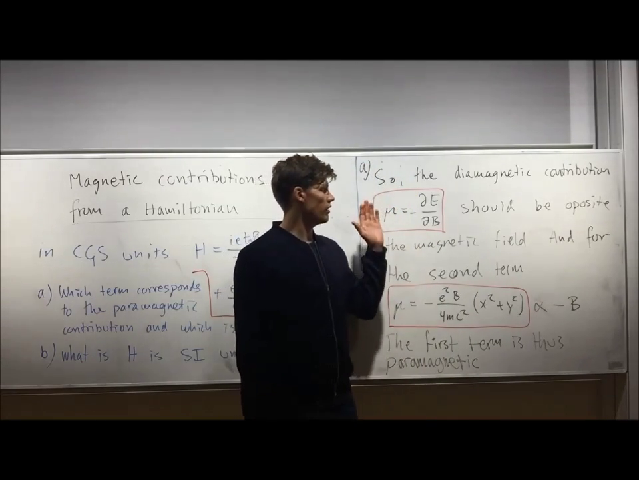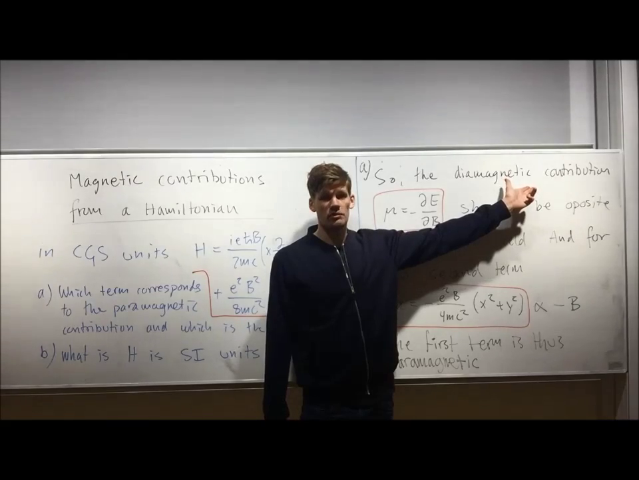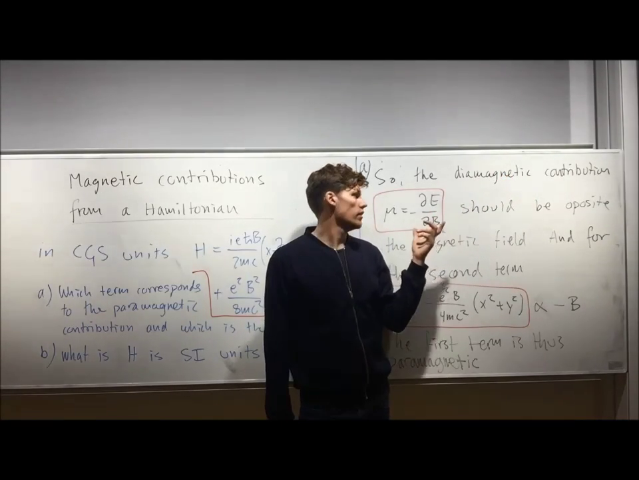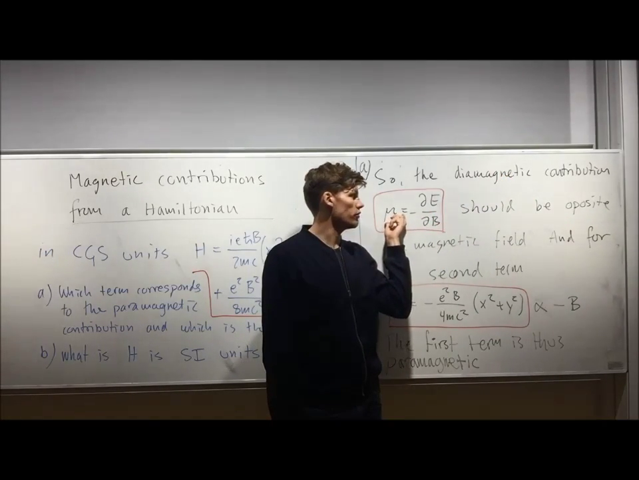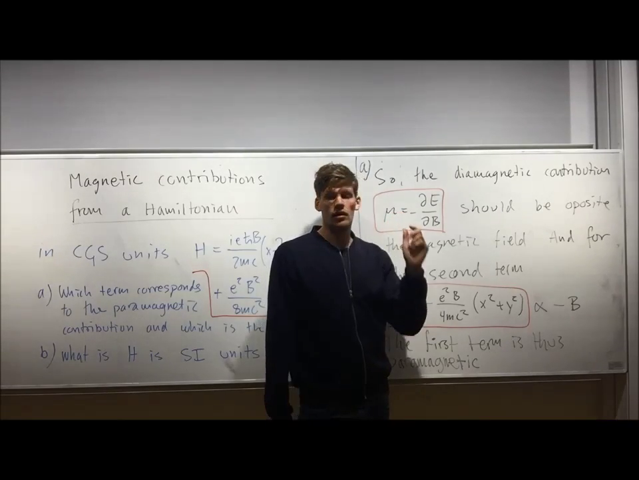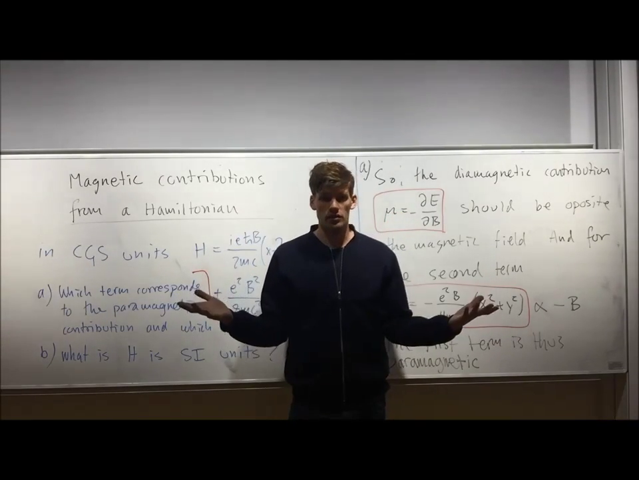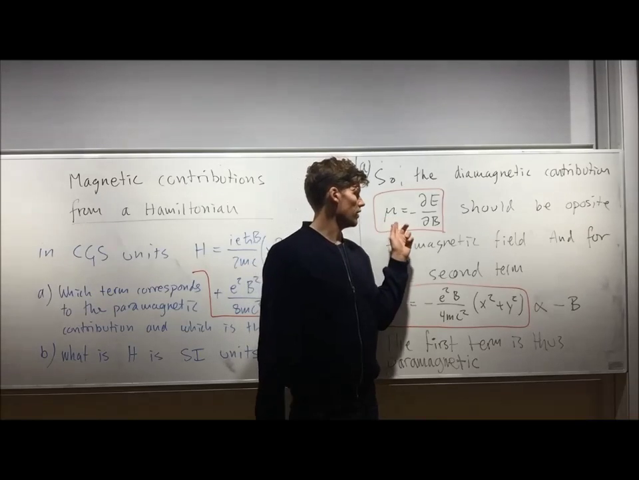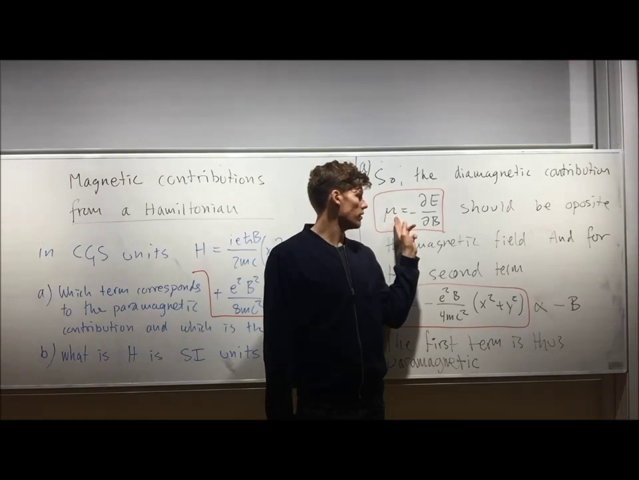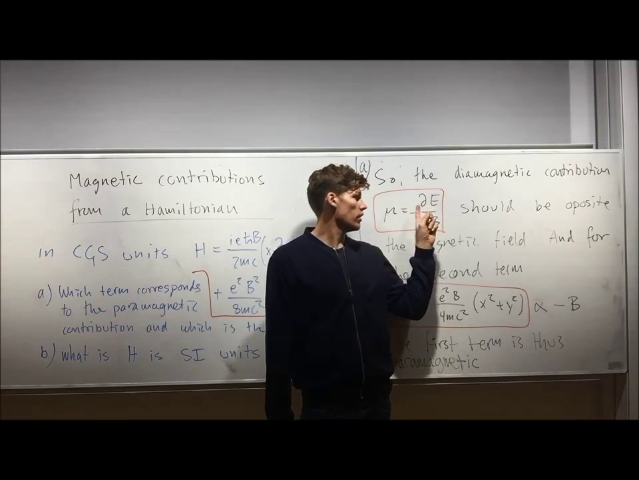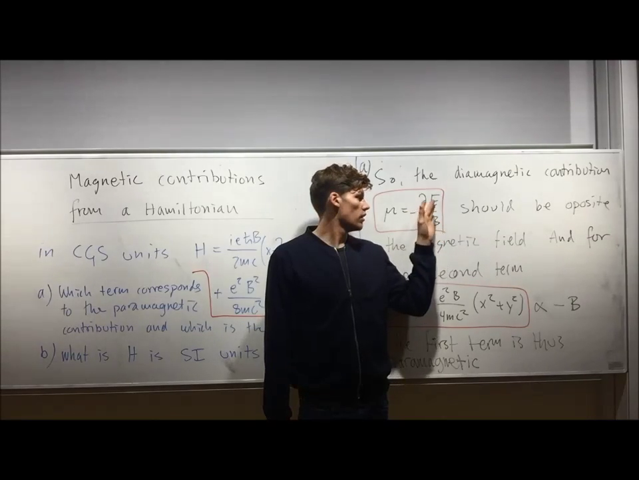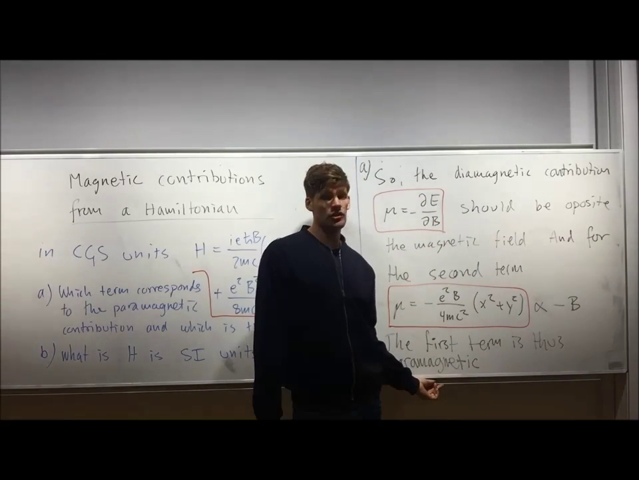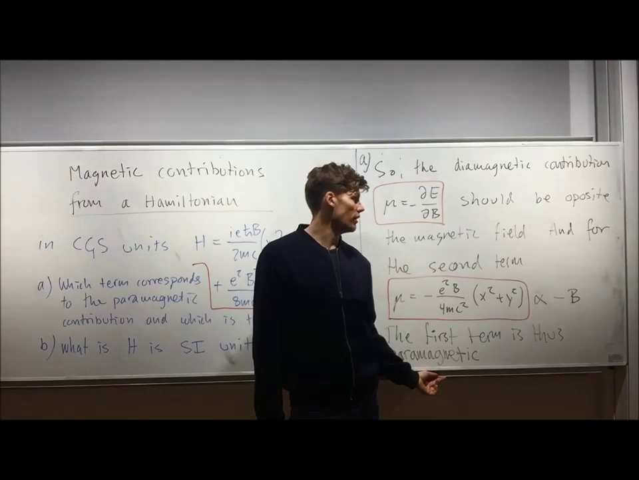So, the definition of a diamagnetic contribution is basically that it's opposite. The magnetic contribution from a diamagnetic term here should be opposite to the magnetic field. And the magnetic moment here is the negative of the derivative of energy with respect to the magnetic field, right?